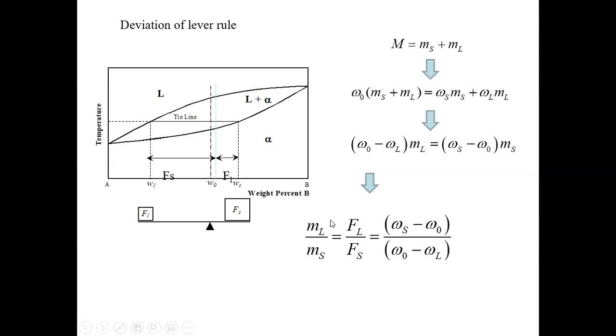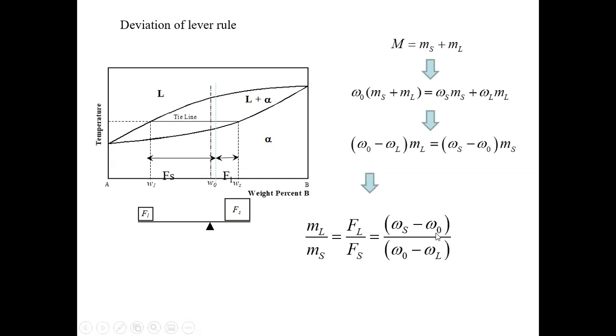So this is the mass of the liquid phase, but it's a ratio, so we can say this is also a mass fraction of the liquid phase. This is a mass fraction of the solid phase, right? And that fraction is proportional. The ratio between the two fractions is proportional to the ratio of the two arms.